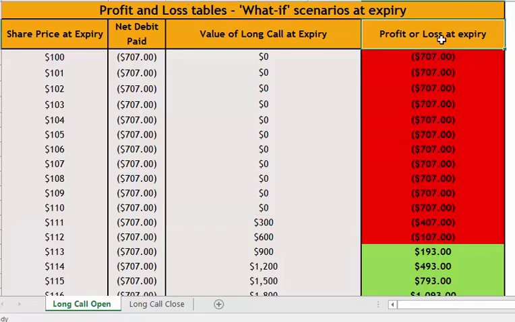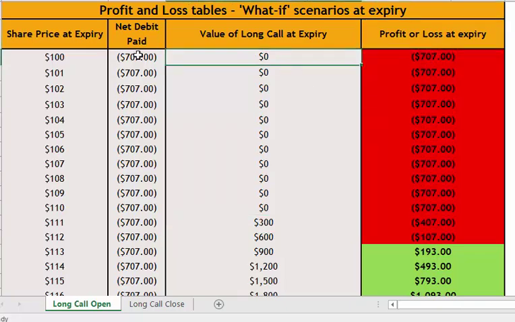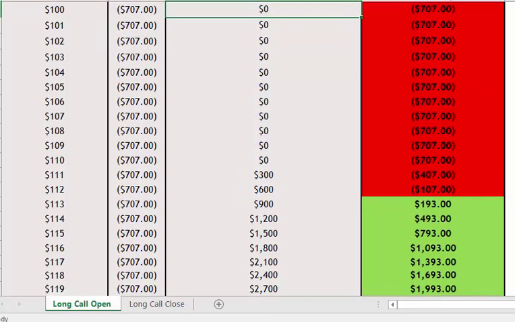So the final column is just your profit and loss at expiry. So the system is adding the debit that you've paid plus the value of the call at expiry, and it's giving it to you here. And if it's highlighted in red, it's a loss. Anything highlighted in green is a profit. So you can see here we're not making any profit till we get up over the 112 mark.